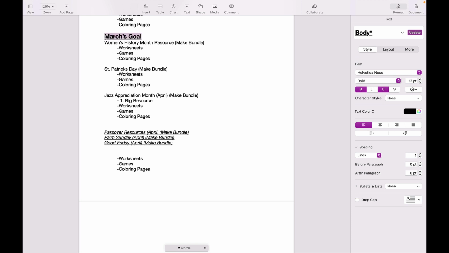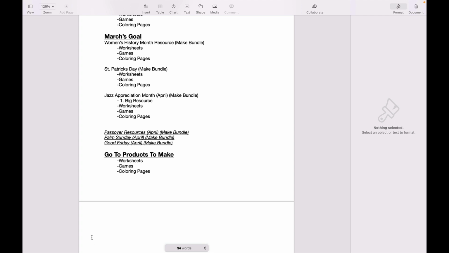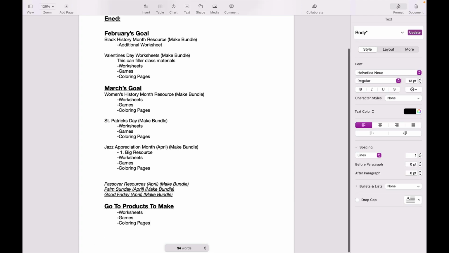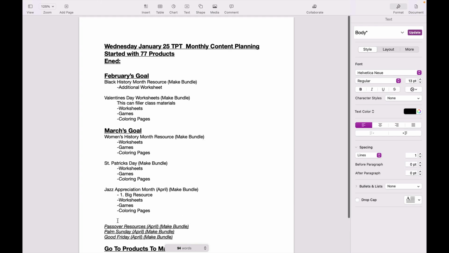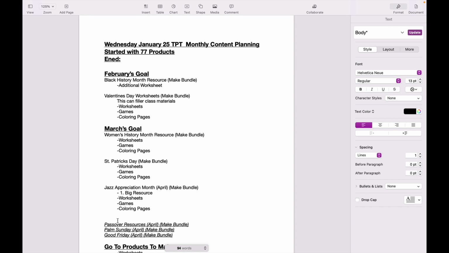So this is my go-to products to make: worksheets, games, and coloring pages. Is this market oversaturated? I don't know, but these are some things that are selling for me, so I'm going to continue to make what sells.